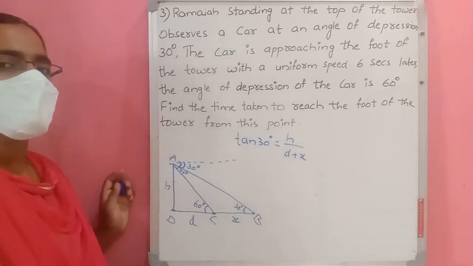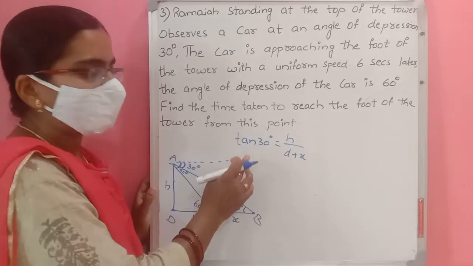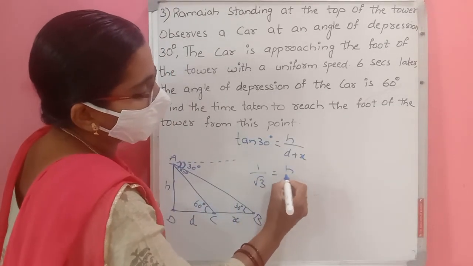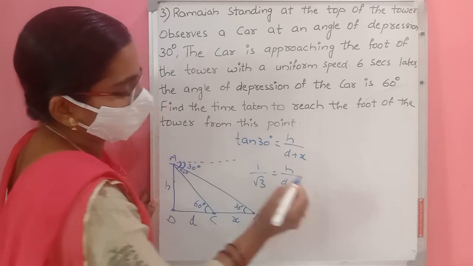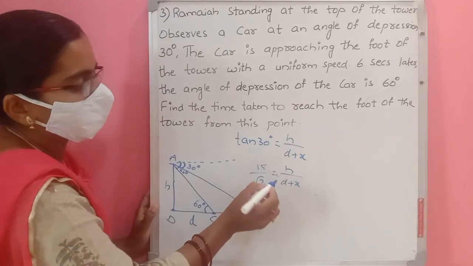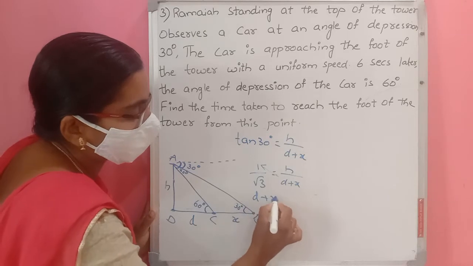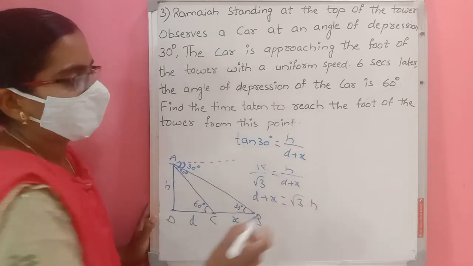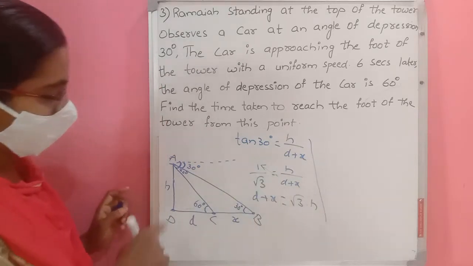So, here tan 30 is 1 by root 3, equal to H by D plus X. Transpose this side. D plus X into 1 is D plus X. Transpose this root 3 to that side. Root 3 into H is root 3 H. Leave it here.